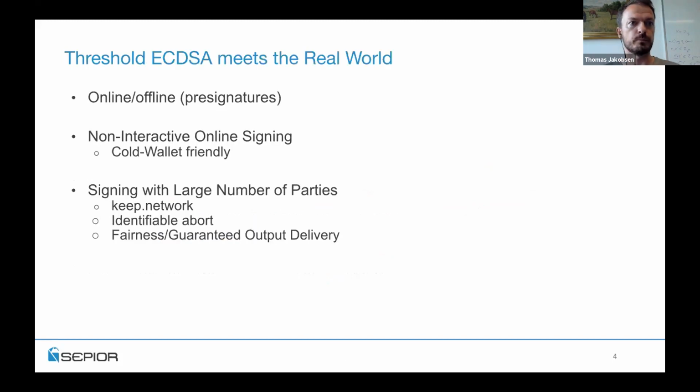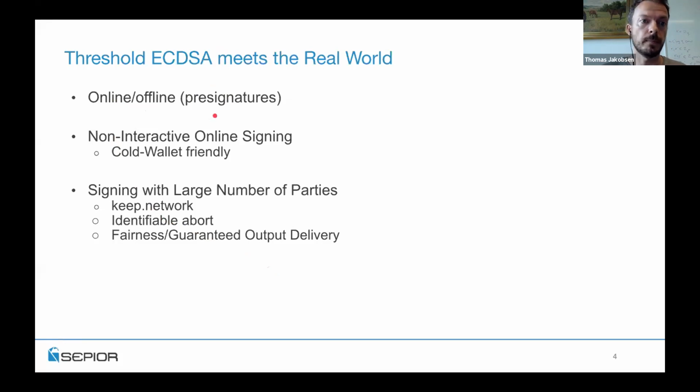Before I briefly explain our solution, I want to point out some properties of threshold ECDSA that have gained recent interest, because when we try to use threshold ECDSA in the real world, it turns out that there are some nice things that we want. One of them is this online-offline thing. In ECDSA, a lot of the work can be pushed to the offline phase, so we can generate so-called pre-signatures. Then only very little work has to be done online, and that's very practical.